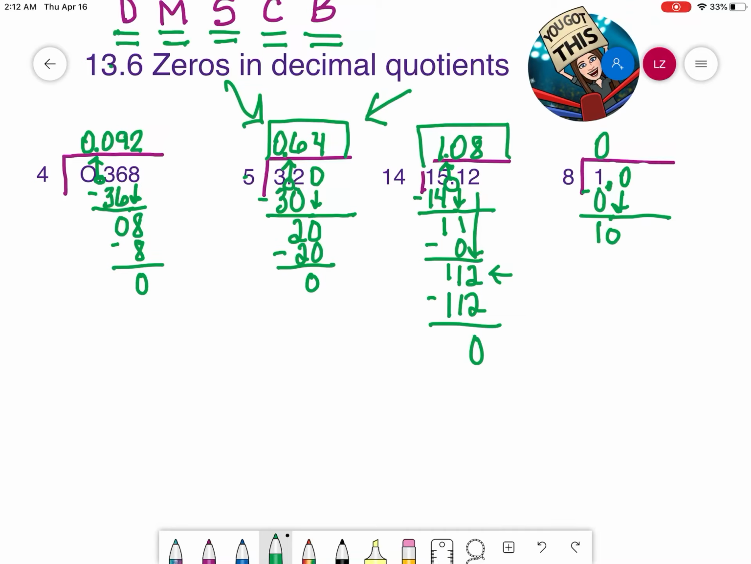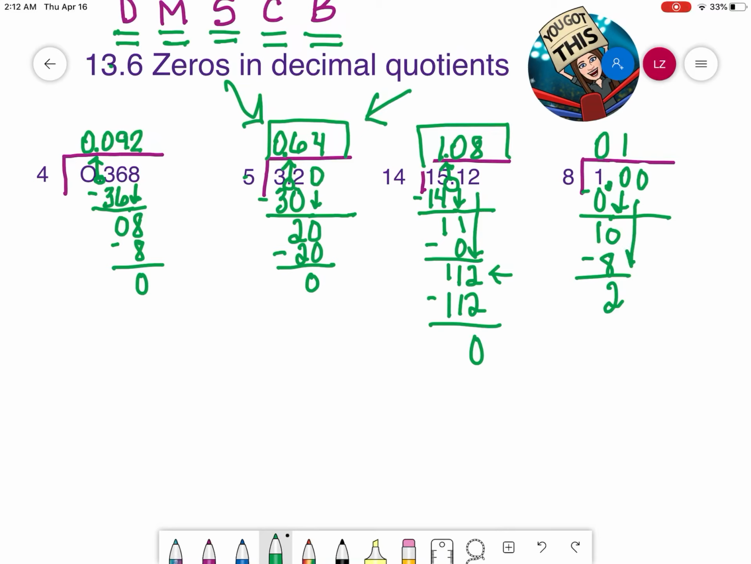Now you've got 10. 8 goes into 10 once. 1 times 8 is 8. Subtract. And you still have a remainder. There's a remainder of 2. But we can add another 0 because there's a decimal. So we're good. We can keep adding zeros for a long, long time.